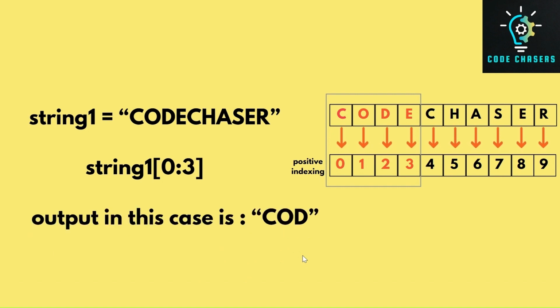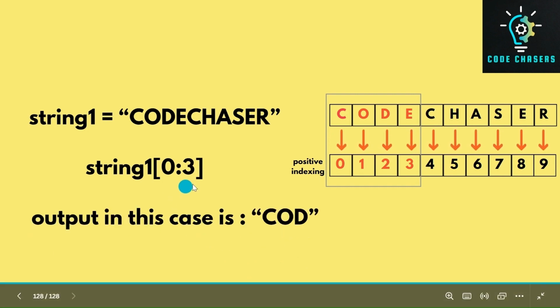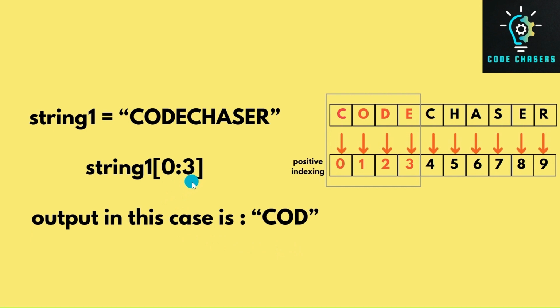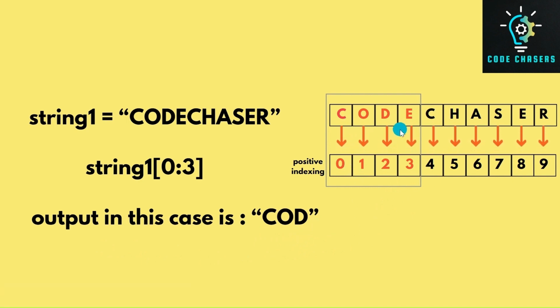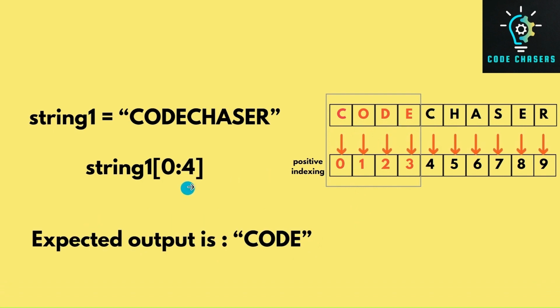And we'll see one more thing. What if I give my stop parameter as 3? If I give the stop parameter as 3, the Python interpreter will consider the index which is 1 before the stop parameter. Here we provided index number 3 as the stop parameter, so the Python interpreter will consider only up to index number 2. So the output in this case is COD, which is not the expected output, because our expected output is CODE. So we have to give the stop parameter as 4.